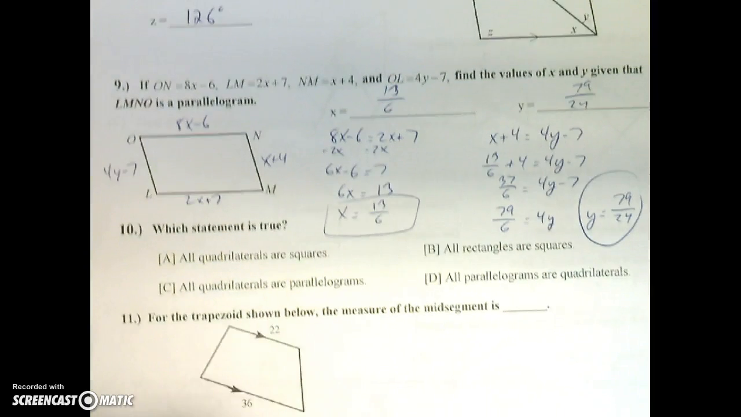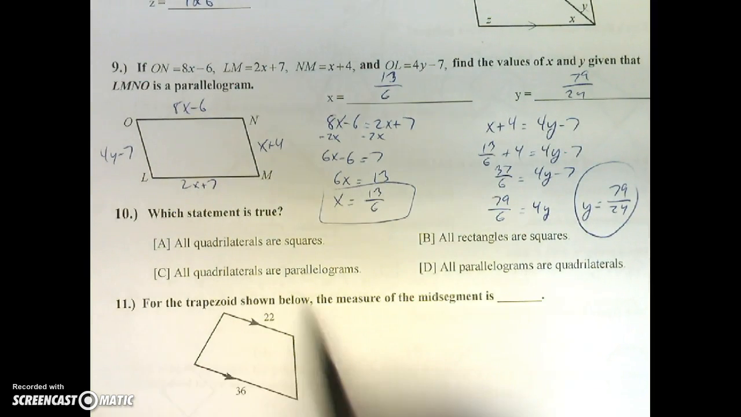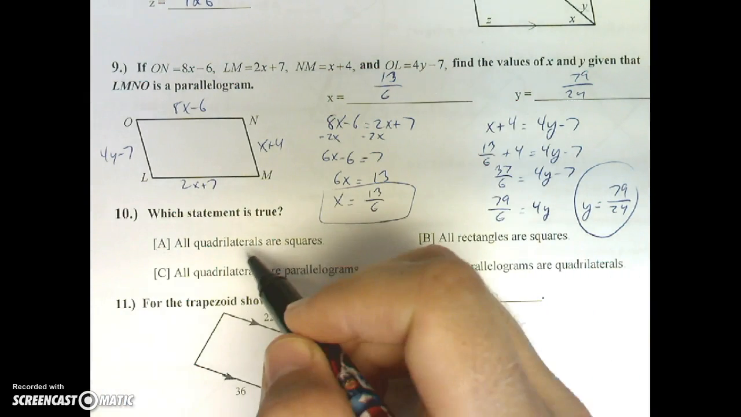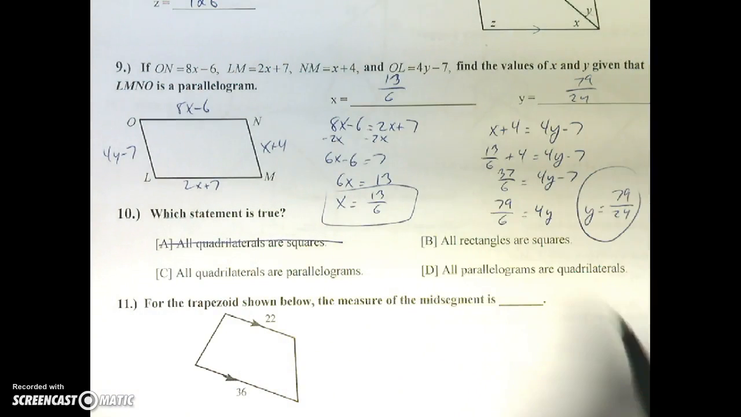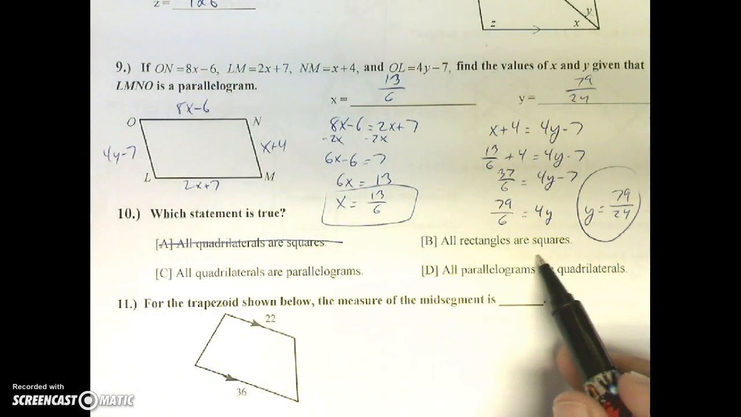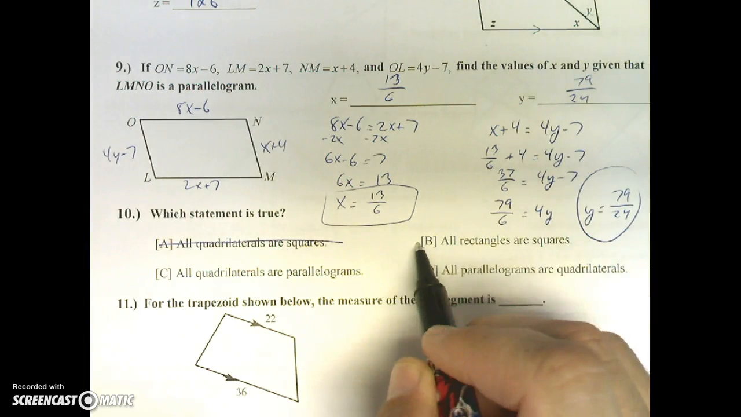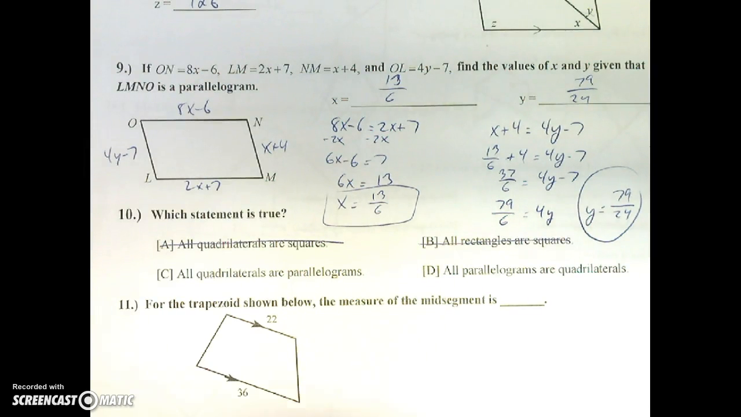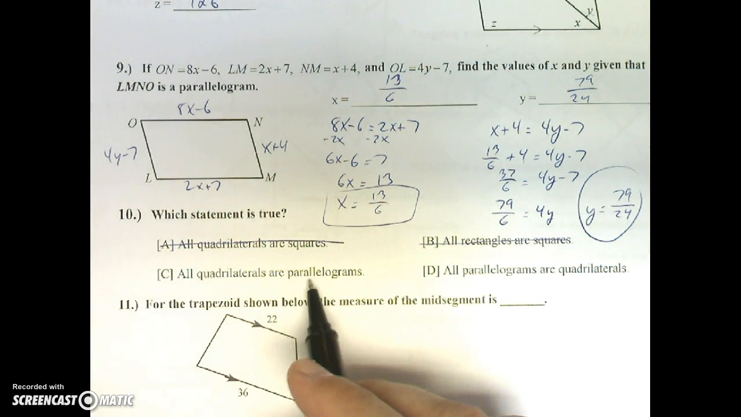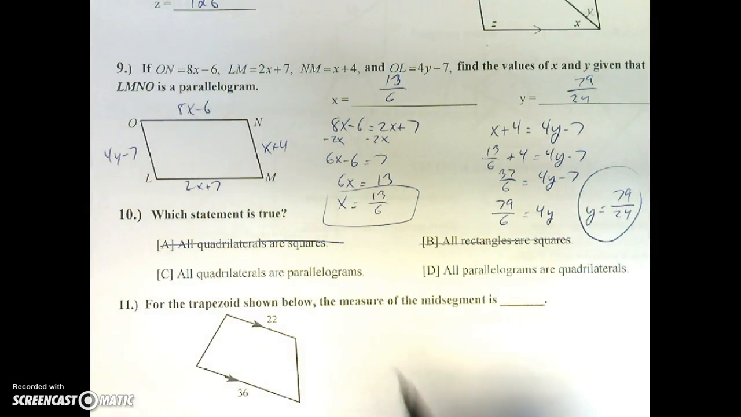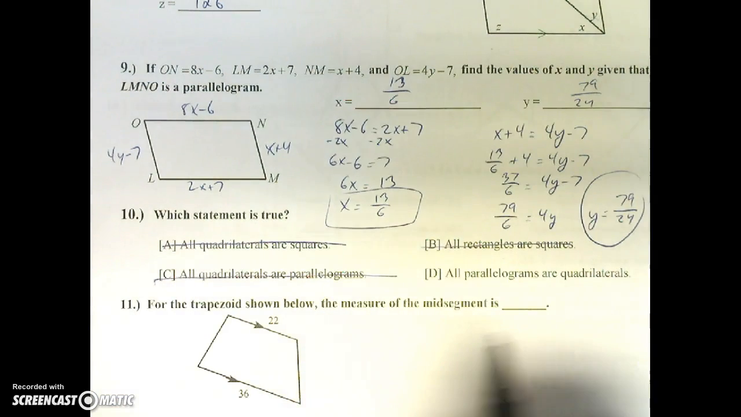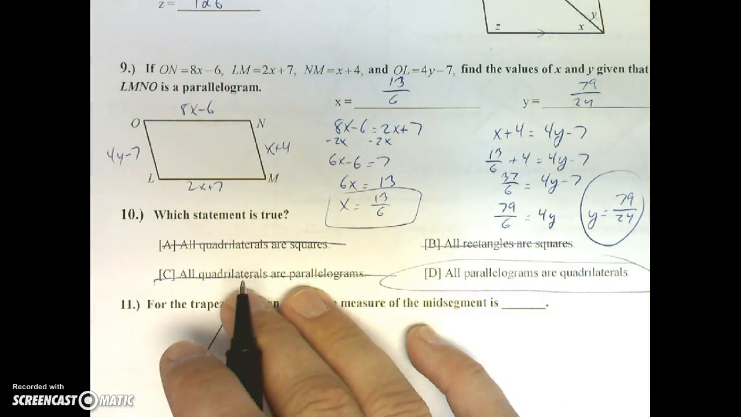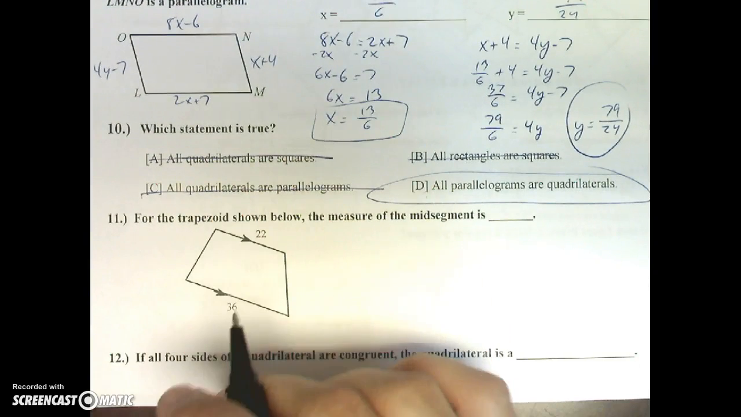Good. Next one, number 10. Which statement is true? All quadrilaterals are squares. This is false. There are some quadrilaterals that are squares, but not all of them. All rectangles are squares. Again, this is false because it's sometimes. A rectangle can be a square, but only if all of its sides are the same, which doesn't always happen. All quadrilaterals are parallelograms. Again, you're taking something very broad and making it very specific, so that's going to be false again. All parallelograms are quadrilaterals. Boom. That looks good because a parallelogram is a four-sided figure, which is that blanket statement.